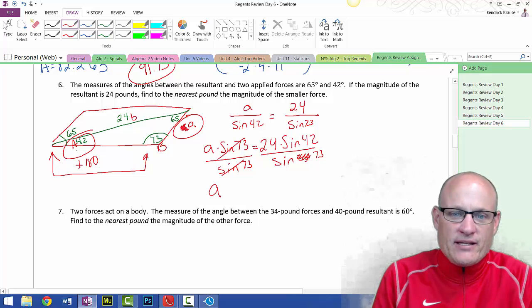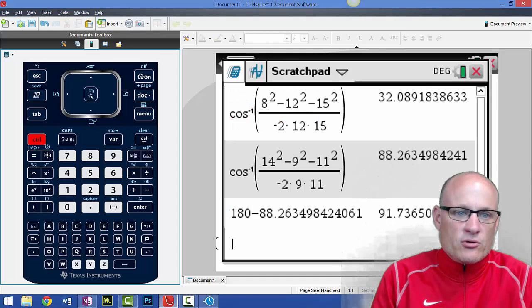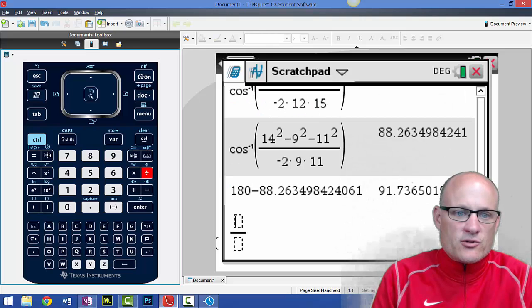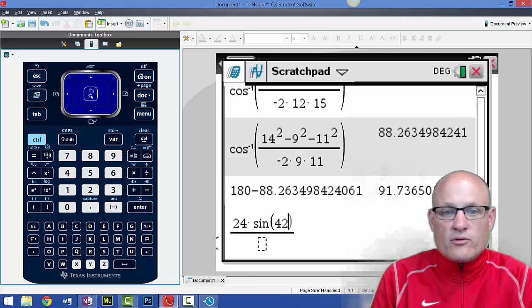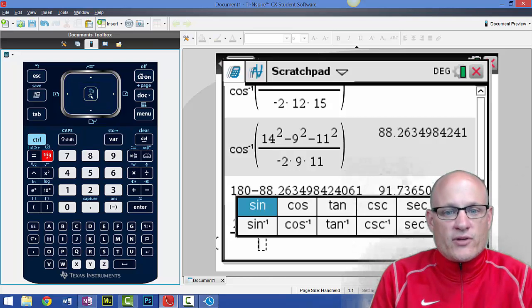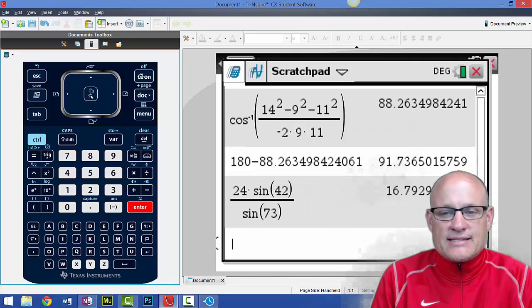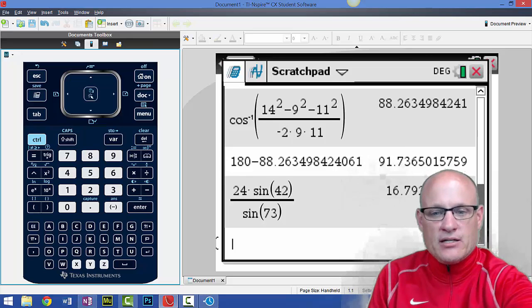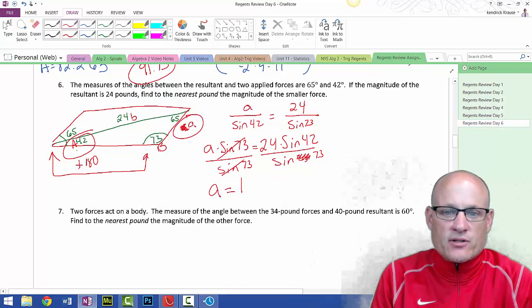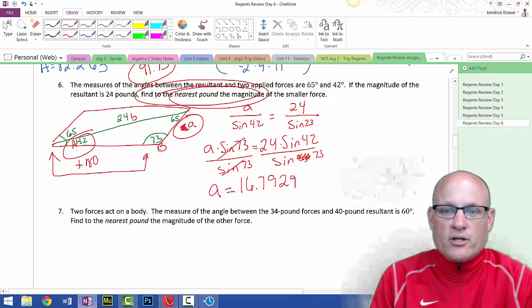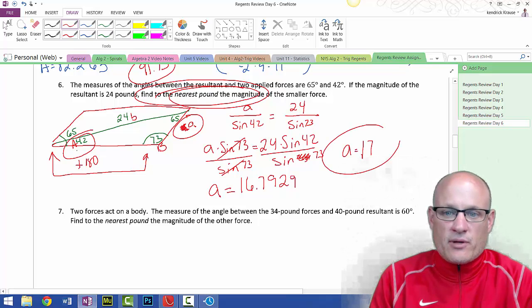Woo! So A is equal to, and I got to type this stuff in, 24 times the sine of 42 all over the sine of 73. And we get 16.7929. So 16.7929 rounded to the nearest pound. So my answer is little a equals 17 pounds.